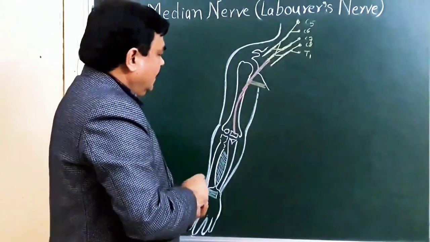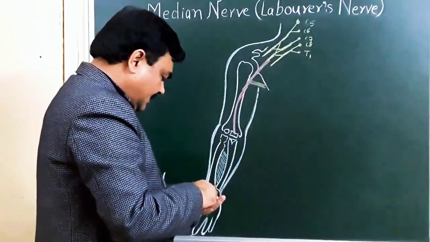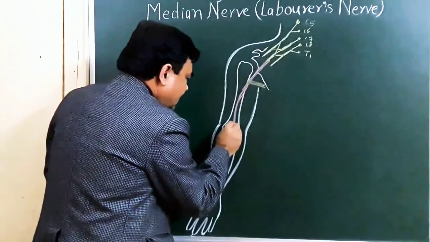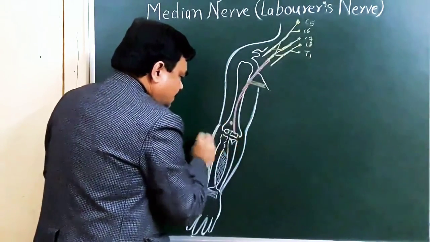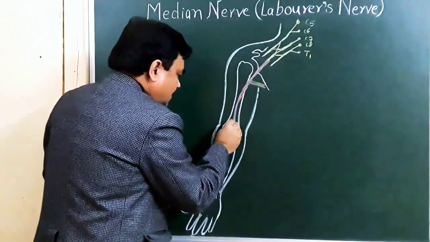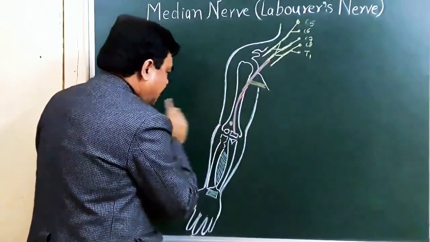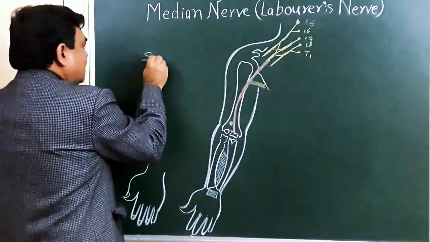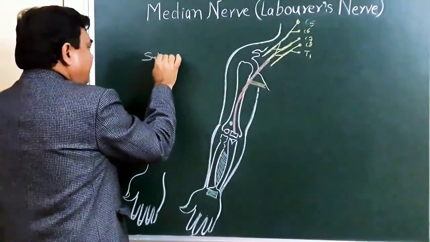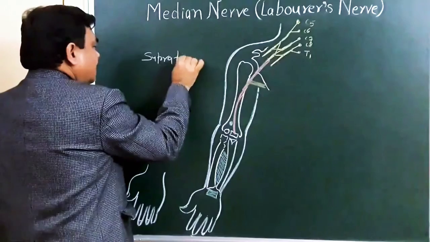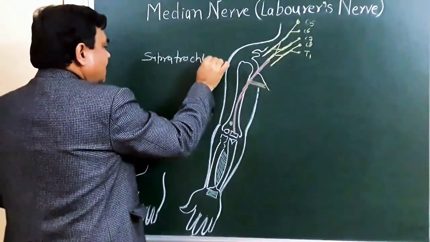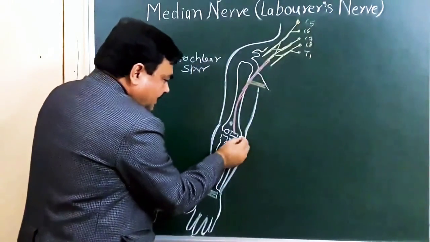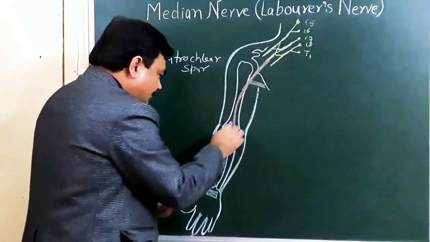Now, another structure related to this is the supratrochlear spur. This is the supratrochlear spur, and this is the medial epicondyle of the humerus, from here to here.